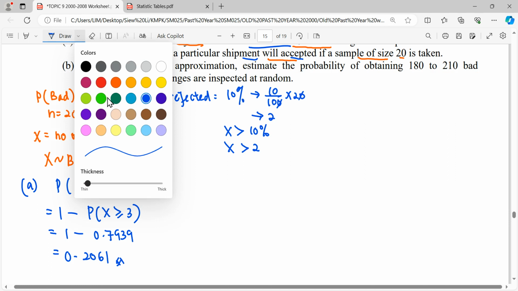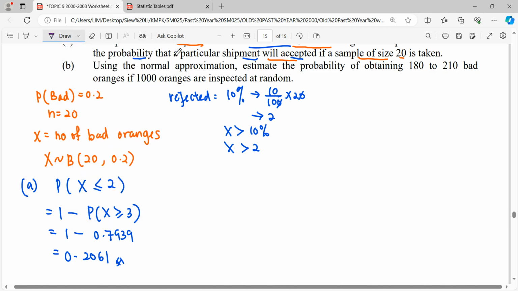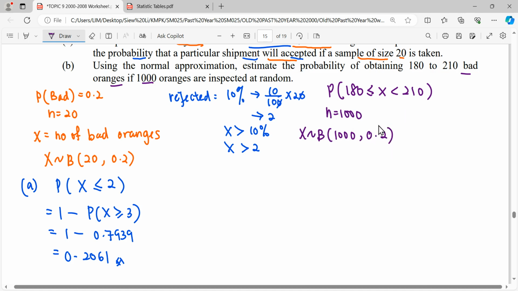Then we go for question B. Use the normal approximation to estimate the probability of obtaining 180 to 210 bad oranges if a sample of 1000 oranges is inspected at random. So now X is distributed binomial, the sample changed to 1000, still considering bad oranges, which is 0.2.